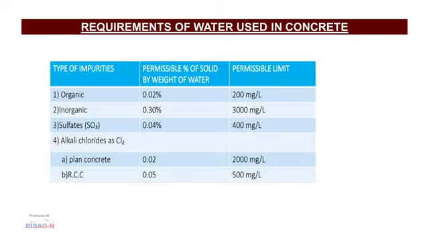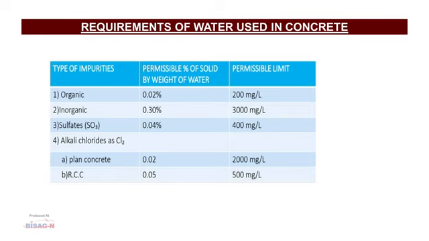Now let's understand the requirements of water used in concrete. Water is required for workability and lubrication, and this additional water should be minimum. Silt, oil, acid, alkali, organic matter, sewage, chemicals, industrial waste, etc. will have a bad effect on concrete. Water with less than 2000 parts per million of total dissolved solids is satisfactory for making concrete.